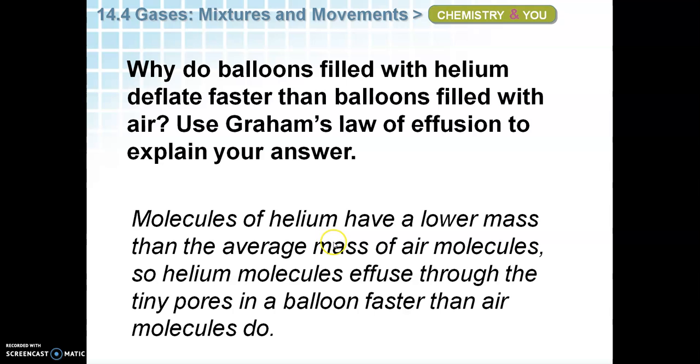And so the lighter particles, helium, are going to effuse faster. And so the helium balloon will empty out a lot quicker than the air-filled balloon. And you might notice that in the real world, where helium balloons empty out real quickly. The next morning, they're no longer really inflated.